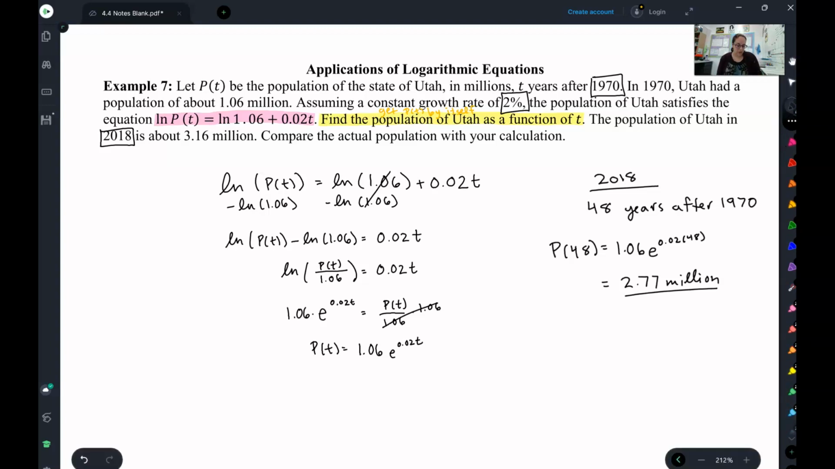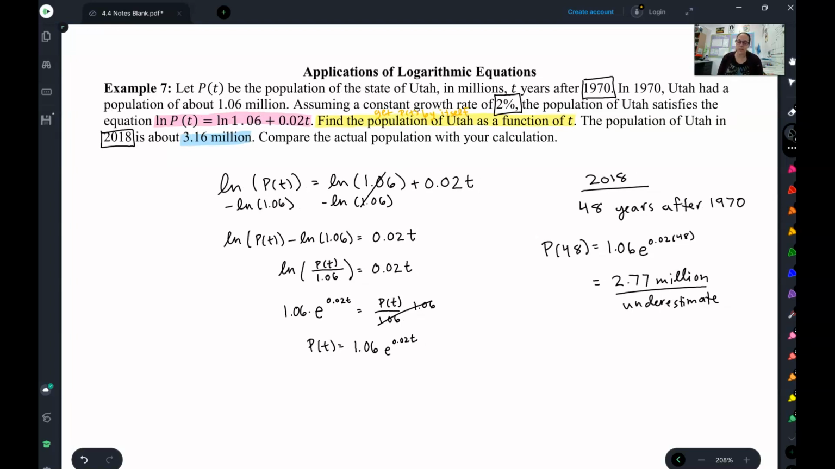However, the actual population is 3.16 million. So we would say that this model produced an underestimate. It is underestimating the actual population of Utah at that time. But that is an application for logarithms. You can kind of see how that story problem works.